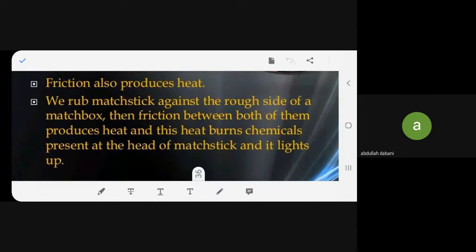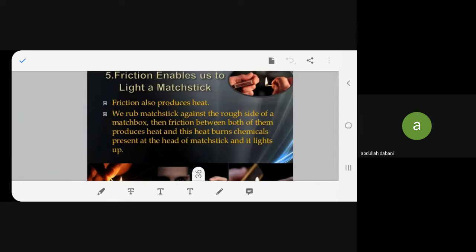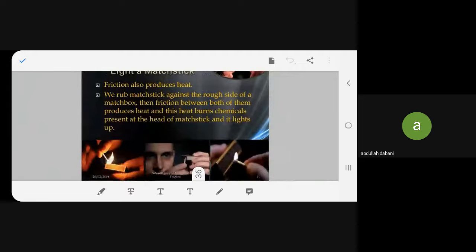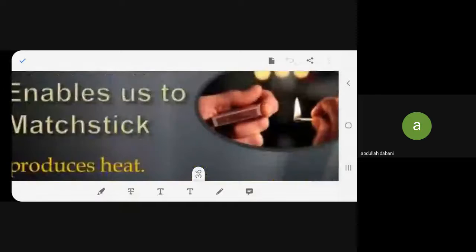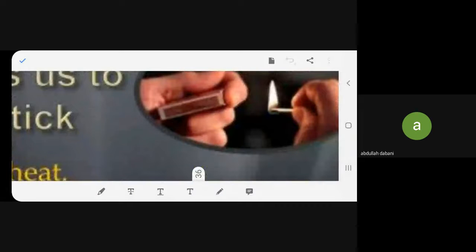And then we get the light. This property has been used. If there was no friction, do you think you could light the matchstick? No. So this property is used to light the matchstick. See over here. Which chemical is over here at the tip of the matchstick? That is what you have to tell me.